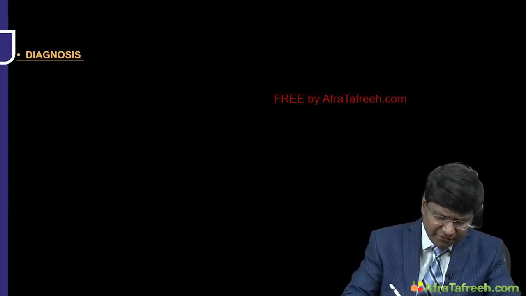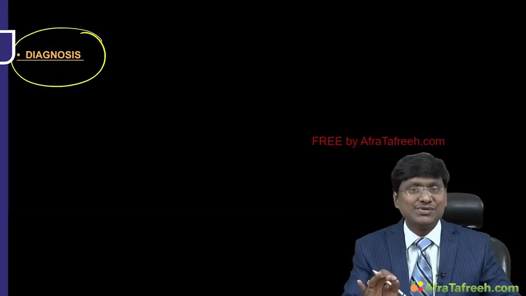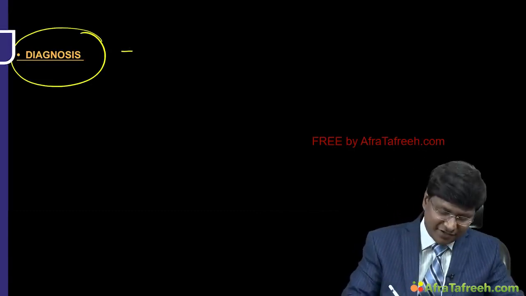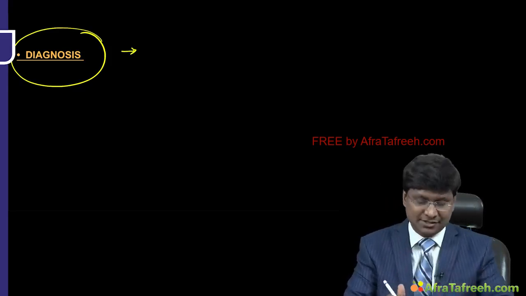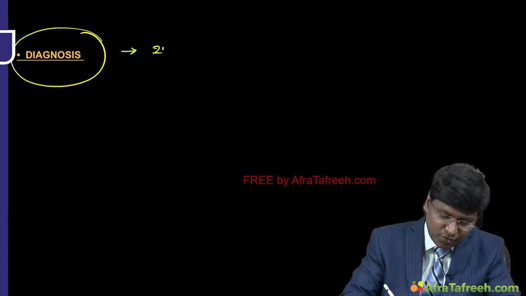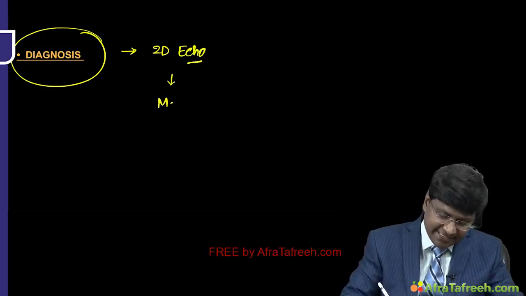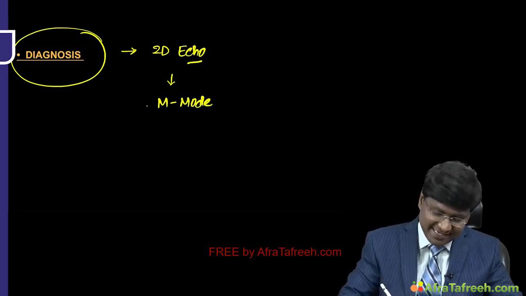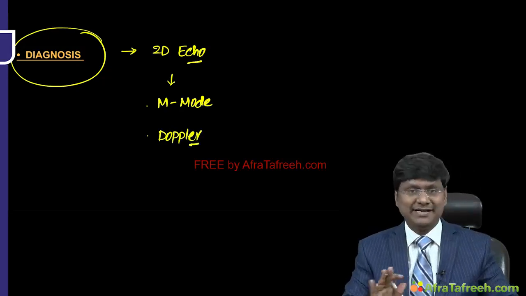Now, how will you differentiate that? The very important thing is the diagnosis. So in the diagnosis, what is the first-line and standard method of non-invasive investigation? The standard non-invasive method for detection is two-dimensional echocardiography. Within two-dimensional echocardiography, you need to examine under M mode and you need to examine under Doppler study. Okay, Doppler echocardiography has to be done.